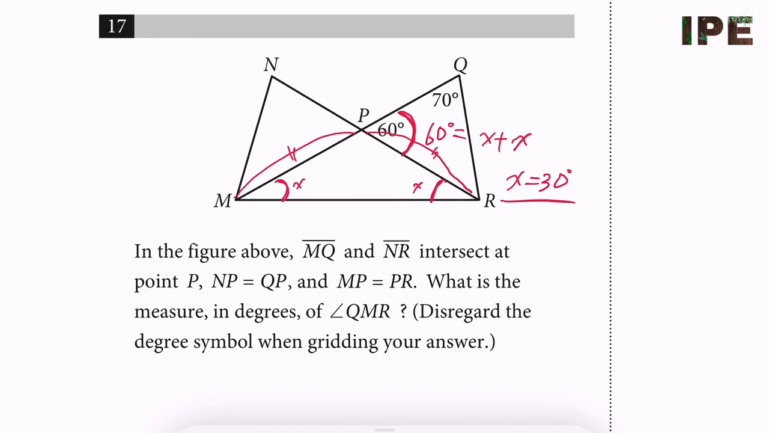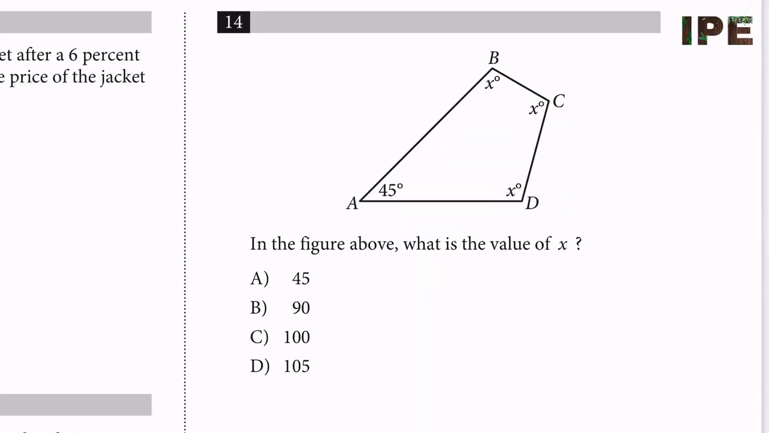Another way is that straight angles are always 180 degrees. So this is 120, right? And the sum of these three angles is supposed to be 180 degrees. So 180 minus 120 is 60. That's 2x, right? x plus x is 60. So divided by 2, which is 30 degrees. Either way.